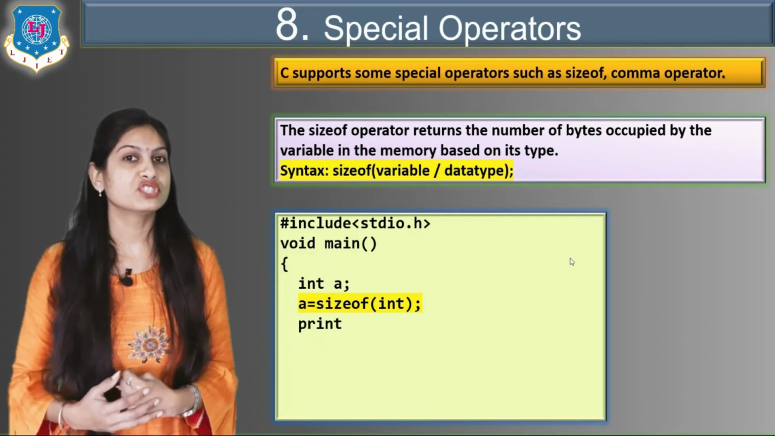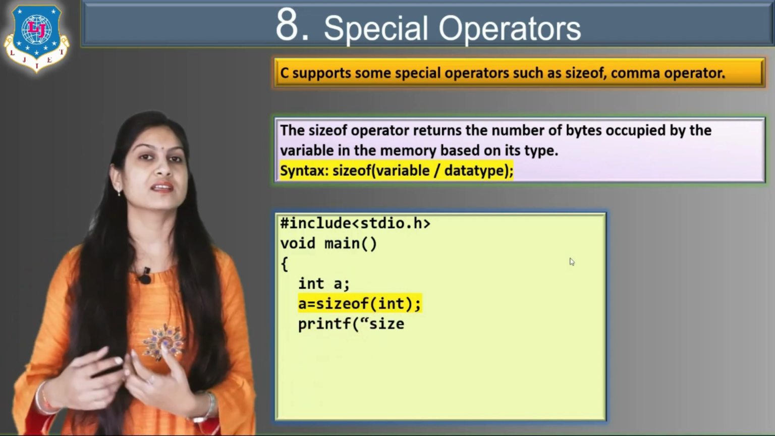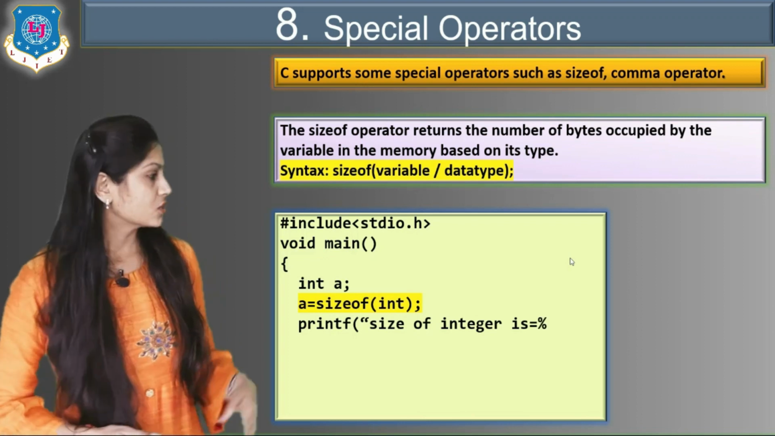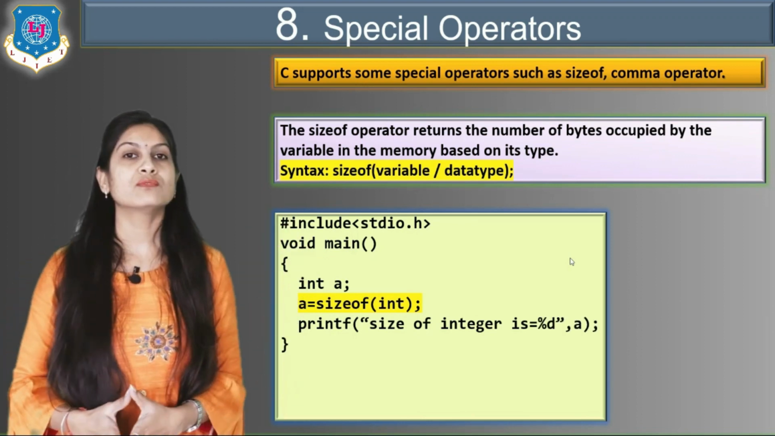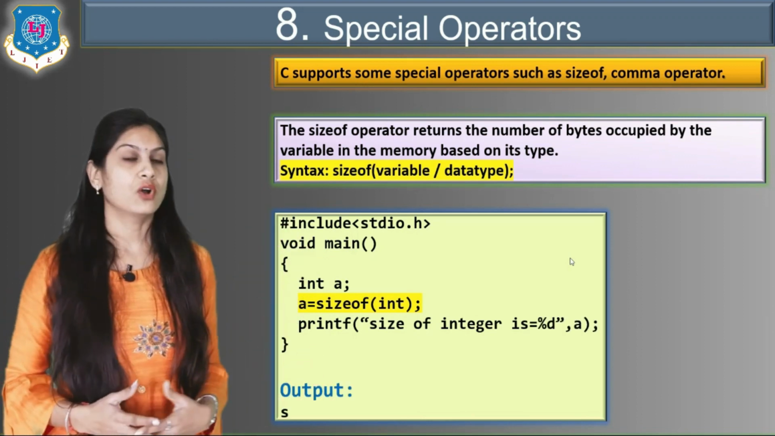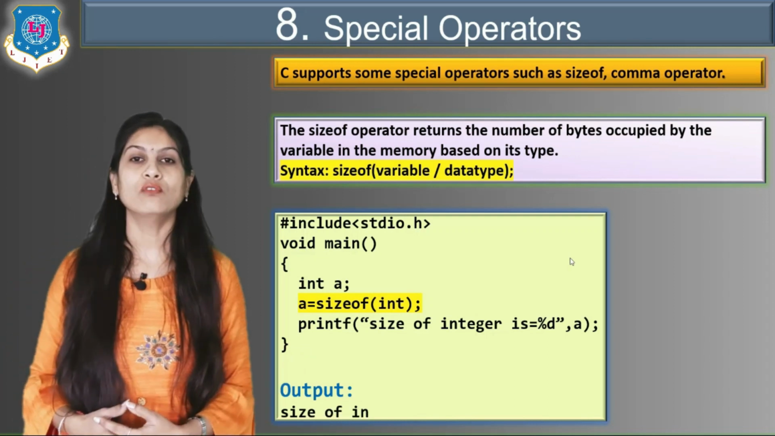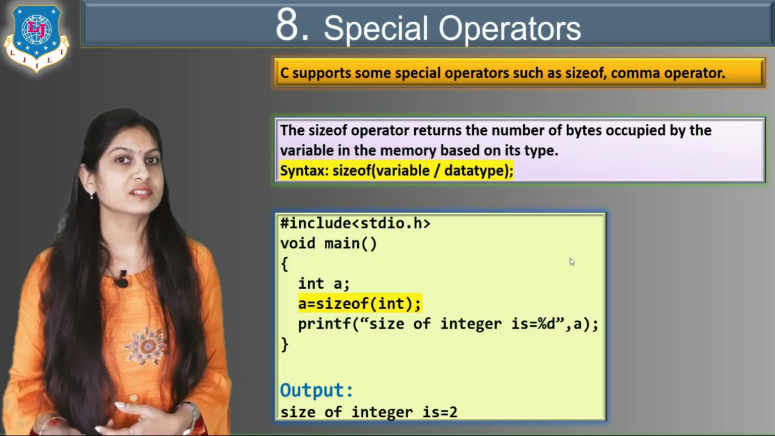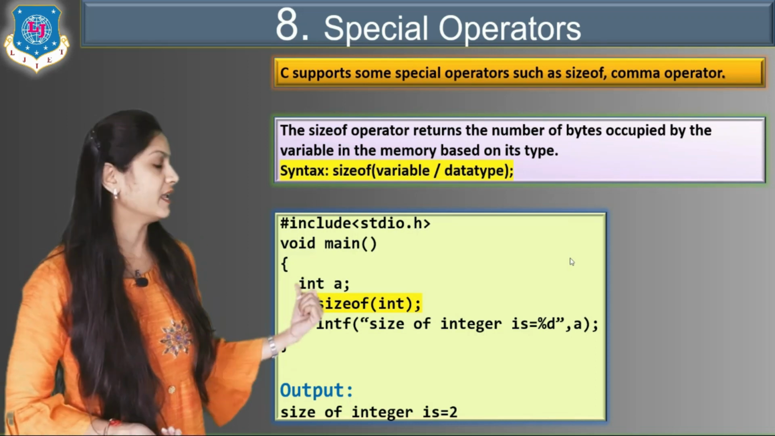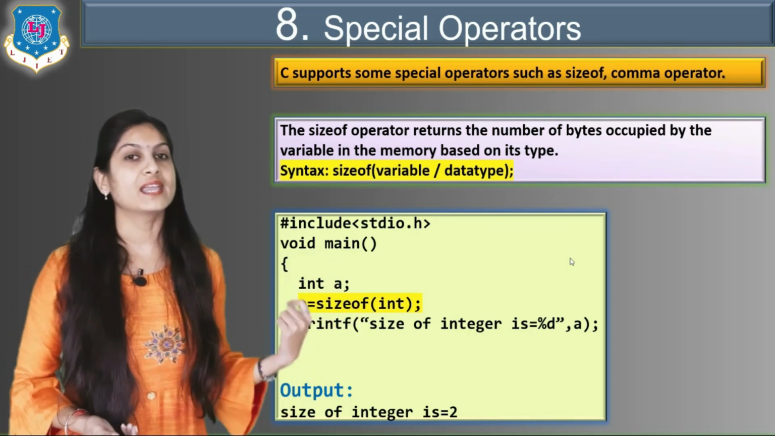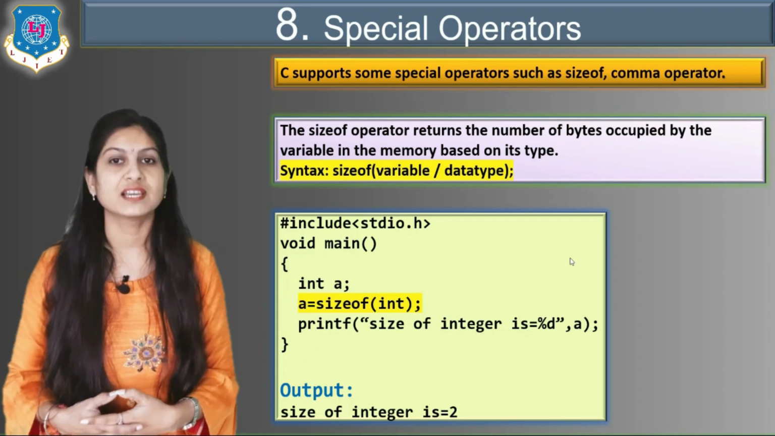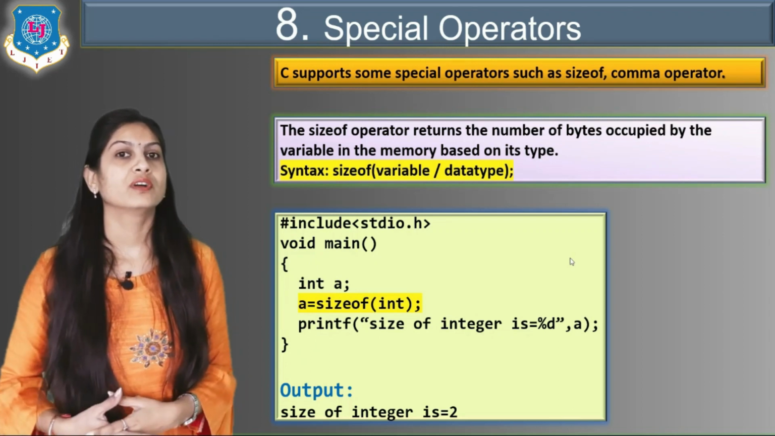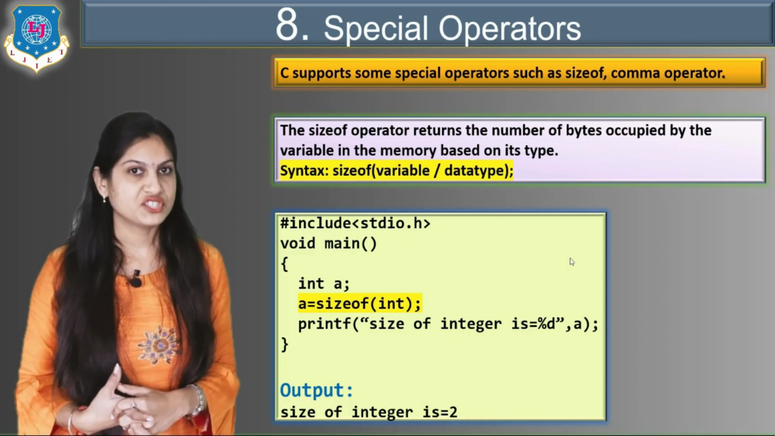But suppose you change the data type from int to float, then the answer changes. Clear? So the output of this program is what? a equals, or we can say that sizeof int equals 2. But if you want the float data type, then a becomes 4 and our output changes, like sizeof float is 4. So this type of data types you can check.